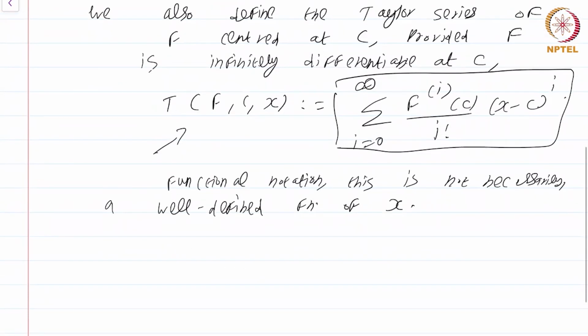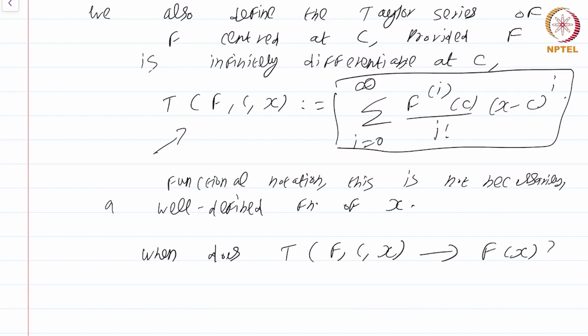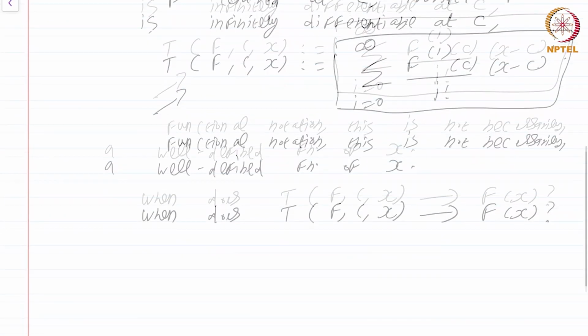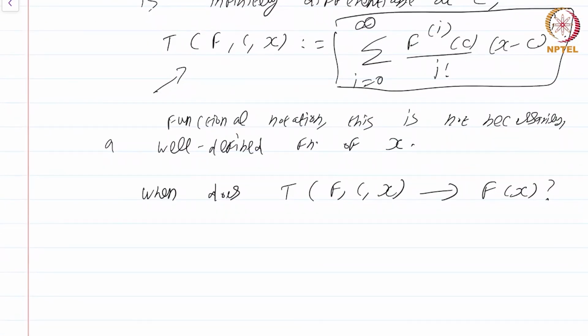So one interesting question is, when does T of (f, c, x) converge to f of x? When does this happen? And in the next module, you will be in for a shocking surprise. This is a course on real analysis, and you have just watched the module on notation for Taylor polynomials.